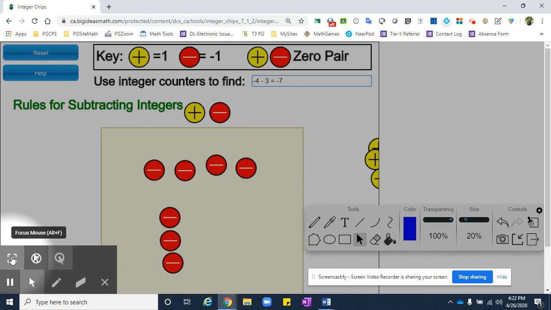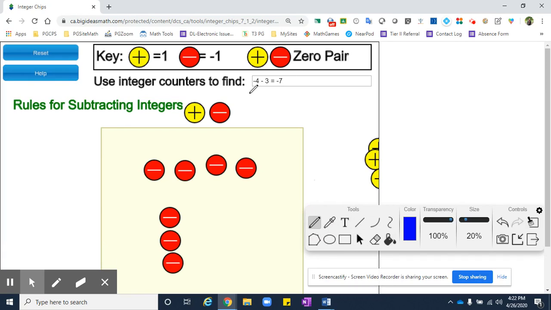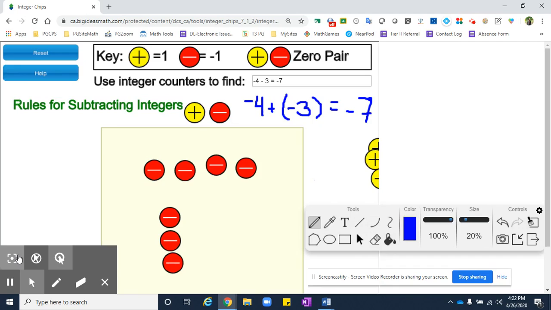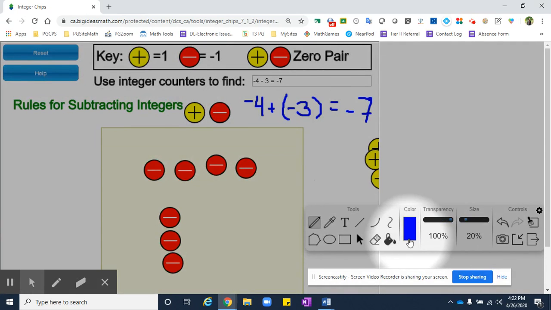Now, take note. This is the same thing as saying -4 plus a -3. If you remember the rules for adding integers, when you add the same sign, you add the magnitude and the sign stays the same. So as you can see, we have the same answer, right? So do you notice the pattern? That subtracting is the same thing as adding its opposite.